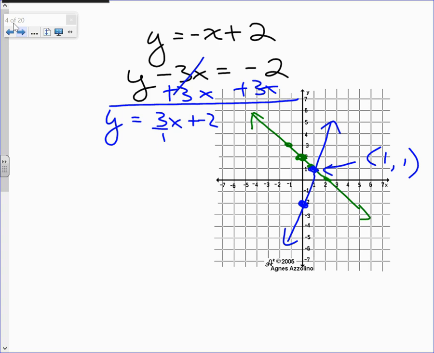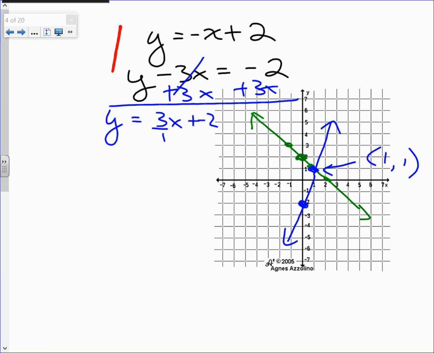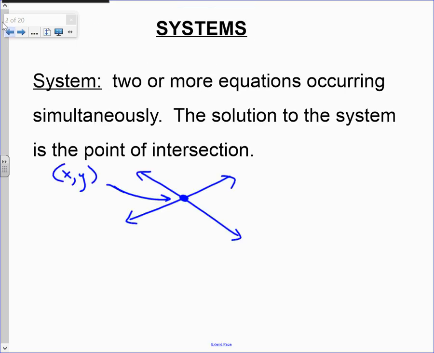What I'm going to do now is solve this same system, not by graphing, but by substitution, by the 4 steps you just wrote down, and I'm going to show you I got the same solution. It's going to blow you away. Watch this. Here we go.